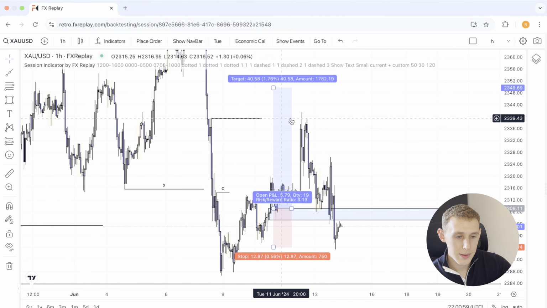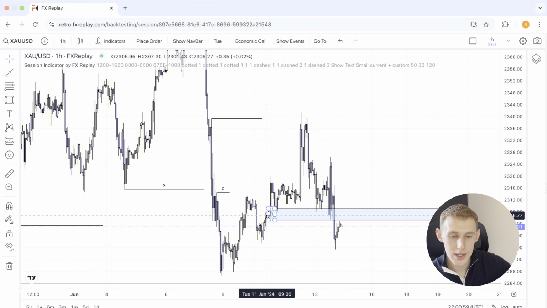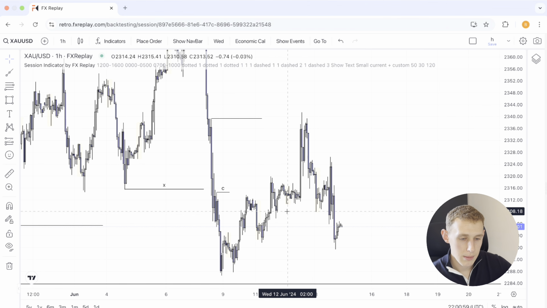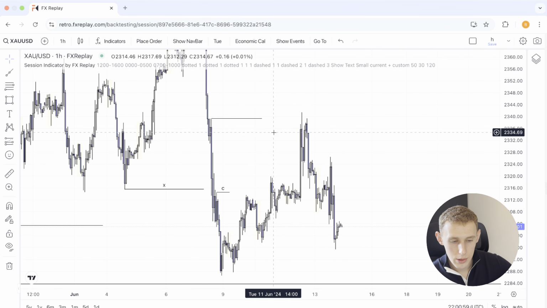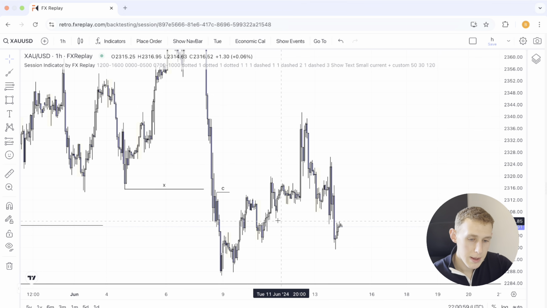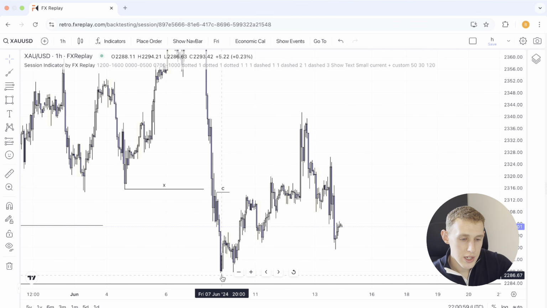Yeah, there we go. So that's what I was expecting. Sweep of that high, and then price starts to reverse. Obviously, you could have had that smaller stop loss there. So what we could maybe see now, this was the change of character, right?